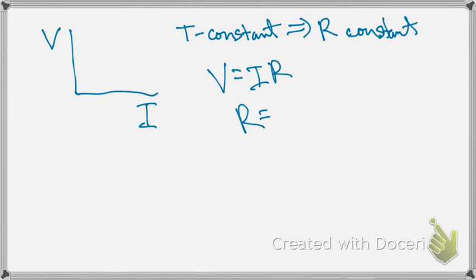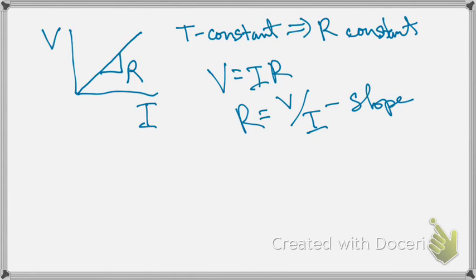If we solve for R, it's V over I. And we've said this a few times. If you graph this, V over I is the slope. So if R is constant, this slope has to be constant. So the graph A is correct.